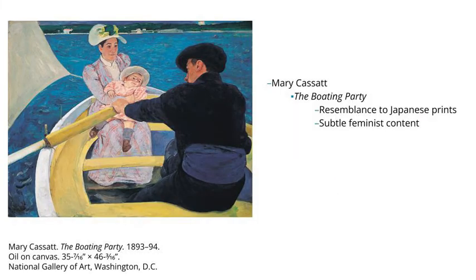Still talking about Cassatt, this piece is called The Boating Party, and it also has strong resemblance to Japanese prints in terms of its flatness and also the playing with the patterns on the fabric. Also, there's a bit of very subtle feminist content in this piece. Now, you couldn't really get away with putting things that are very overtly feminist in works, especially as a woman artist. But there is something subtle here.